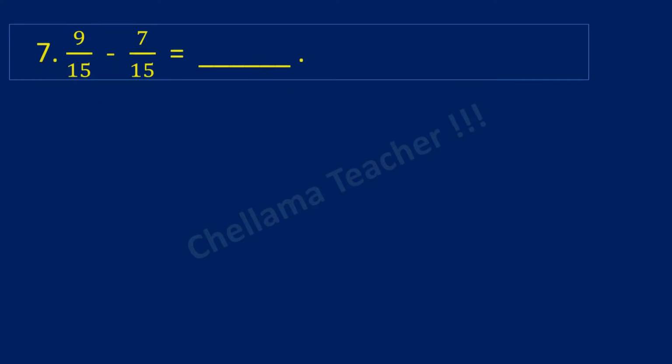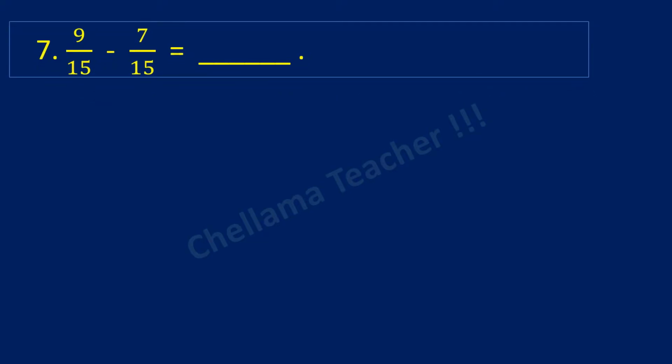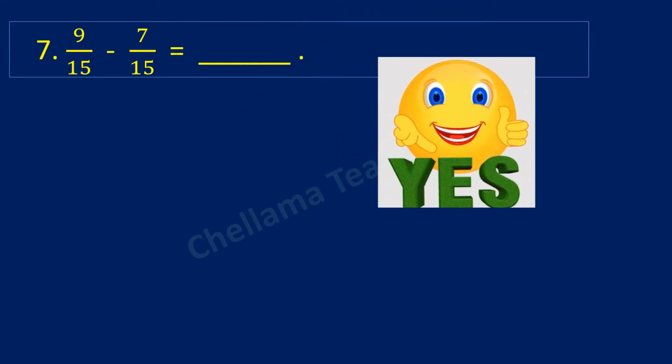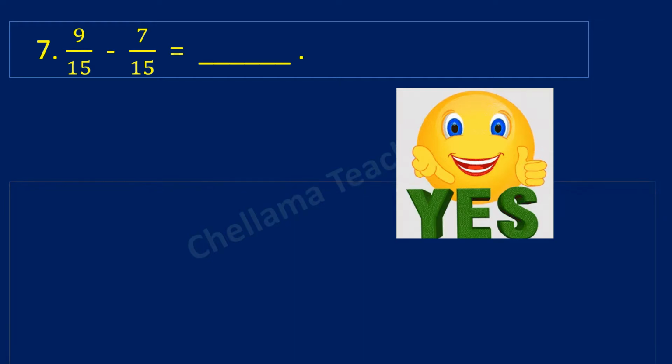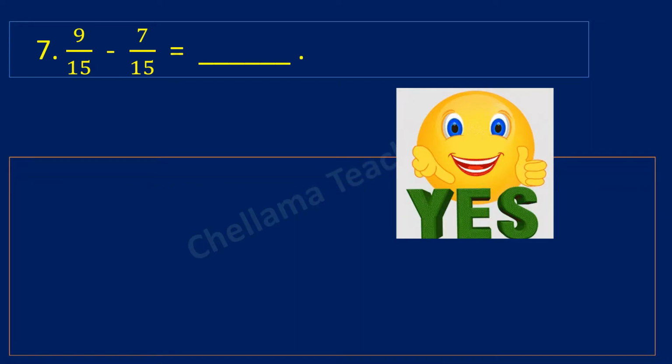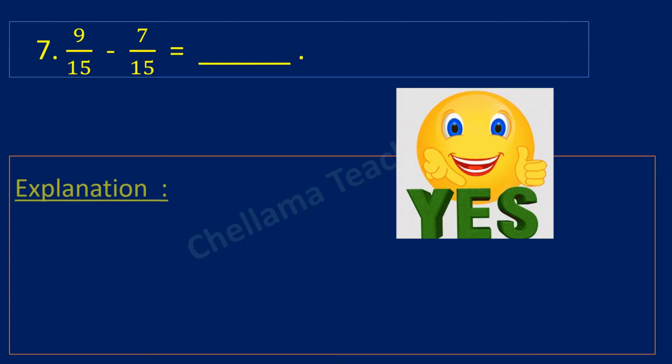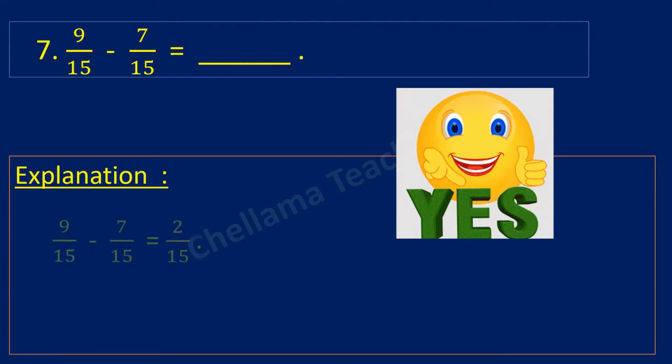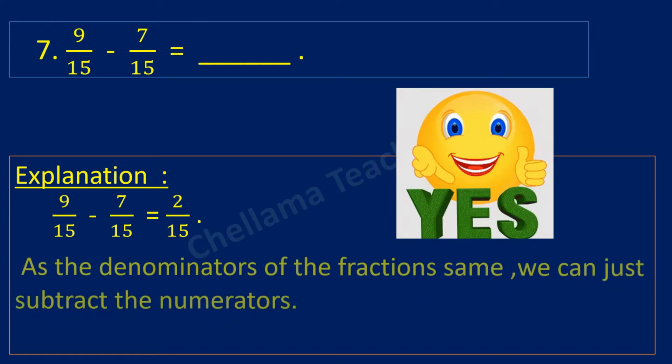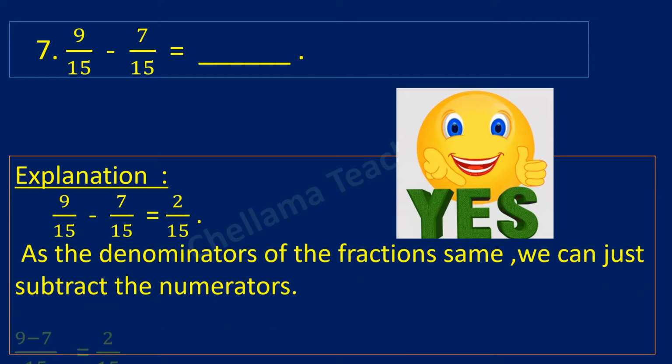Question 7. 9 by 15 minus 7 by 15 is equal to dash. Yes, as the denominators of the fractions are same, we can just subtract the numerators. Here 9 minus 7 is equal to 2. So the final answer is 2 by 15. Correct.